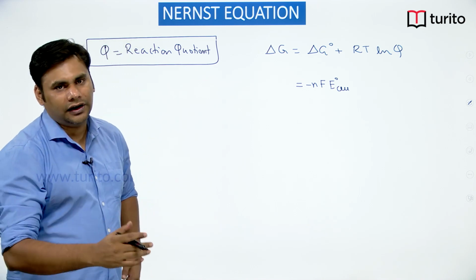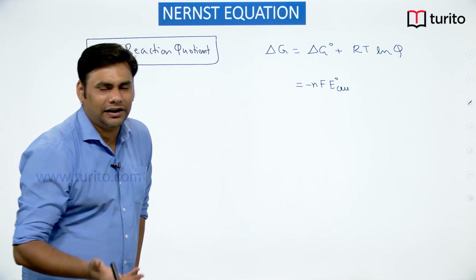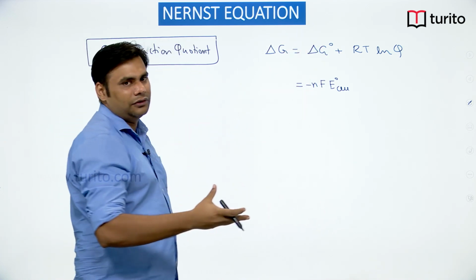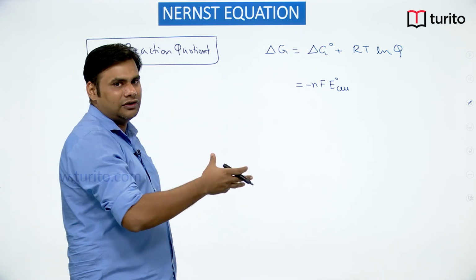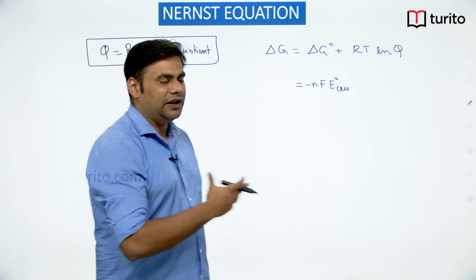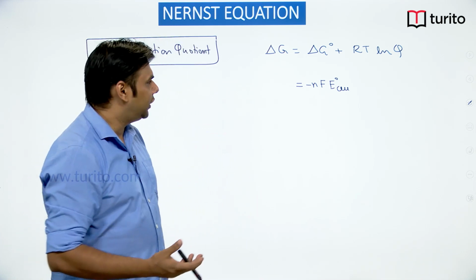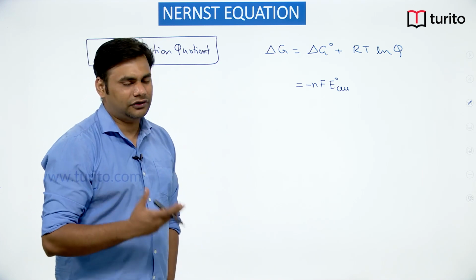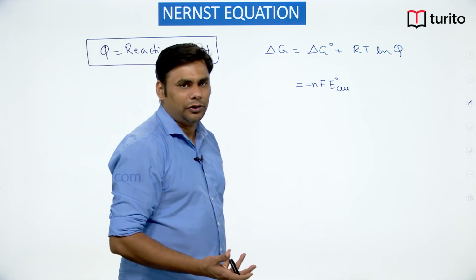Delta G is your Gibbs free energy under any condition that is not standard. Delta G naught always has a fixed value, but delta G can change. Delta G naught is when we take all the reactants and products in their standard state, and the conditions are also standard. Standard is temperature 298 Kelvin and pressure 1 atm.